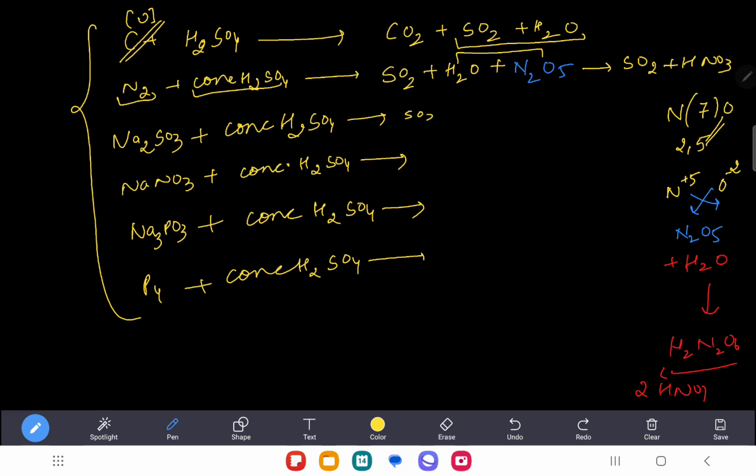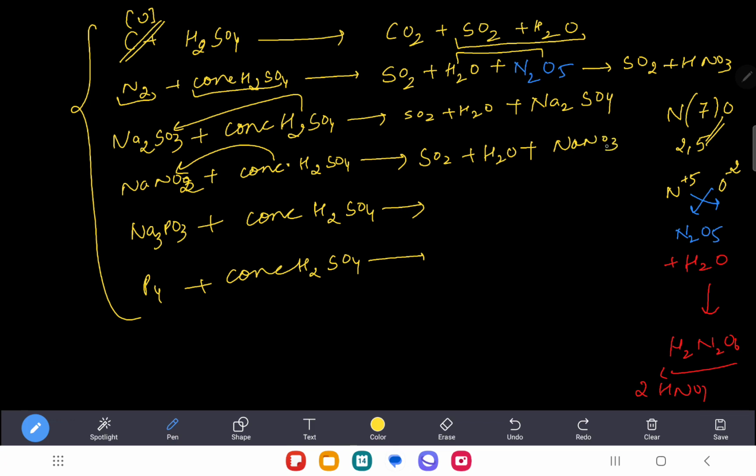So I would write down SO2 plus H2O, and then that nascent oxygen shall be given to Na2SO3, so that shall be Na2SO4. If it is going to give me SO2 plus water, and that extra oxygen shall be given here, so it is going to form NaNO3. And concentrated H2SO4 is there, so it is going to form SO2 and water. And that extra oxygen shall be given here, so it is going to form Na3PO4.